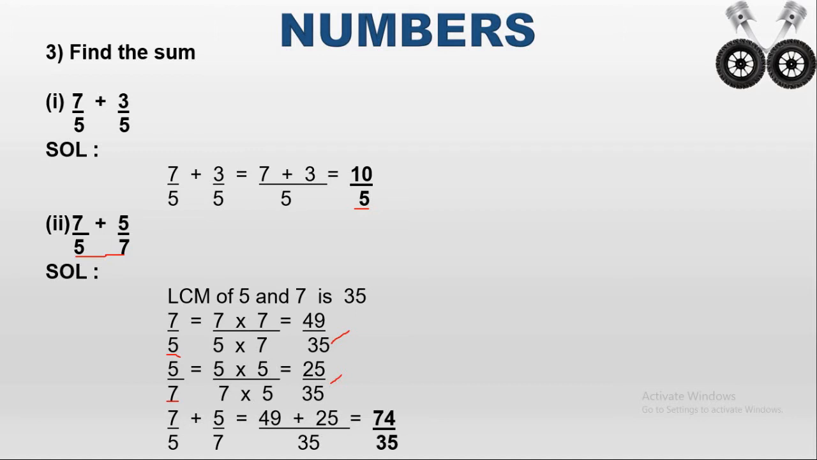Now we are going to add 7 by 5 plus 5 by 7, which is equivalent to 49 plus 25 whole divided by 35, which is equal to, 49 plus 25 is 74. The denominator is 35. The answer for 7 by 5 plus 5 by 7 is 74 by 35.